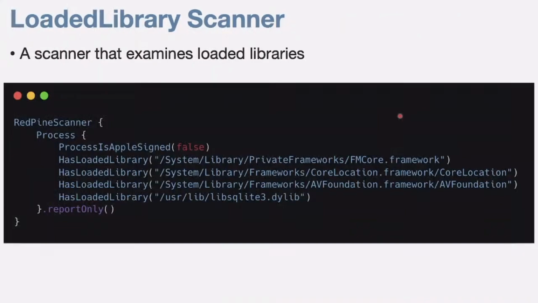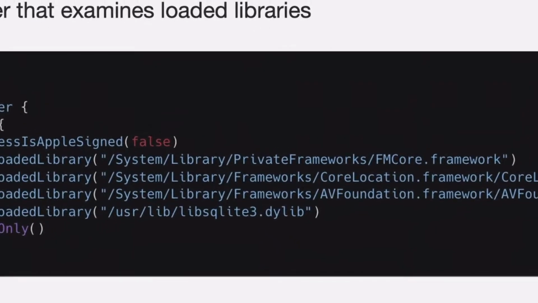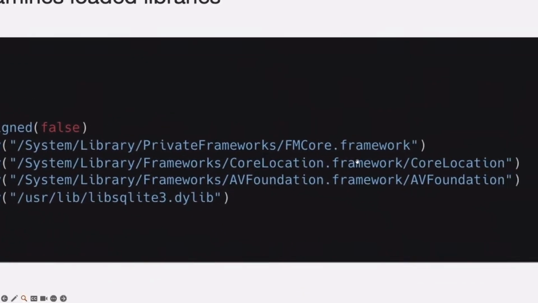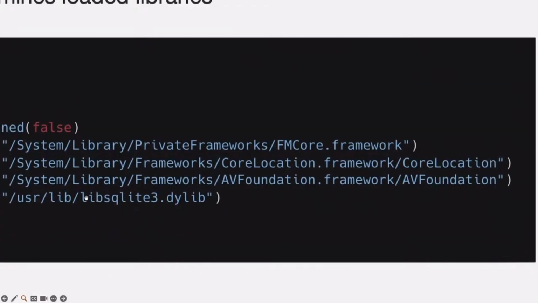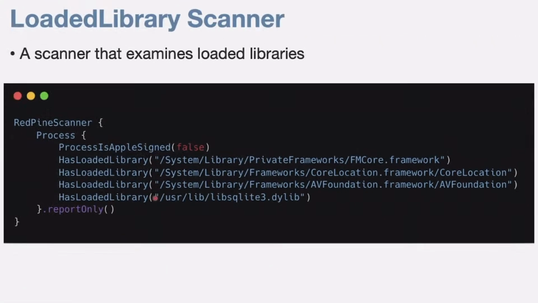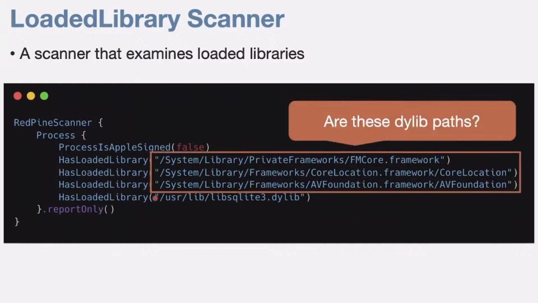Next, let's take a closer look at the loaded library scanner. Here's the remediation logic. It checks whether a process has specific loaded libraries based on file path. In this case, 4 file paths are specified: FMCore Framework, CoreLocation, AVFoundation, and libsqlite3 dylib. Here, what really caught my attention was the paths themselves. Do these actually point to dylib files?